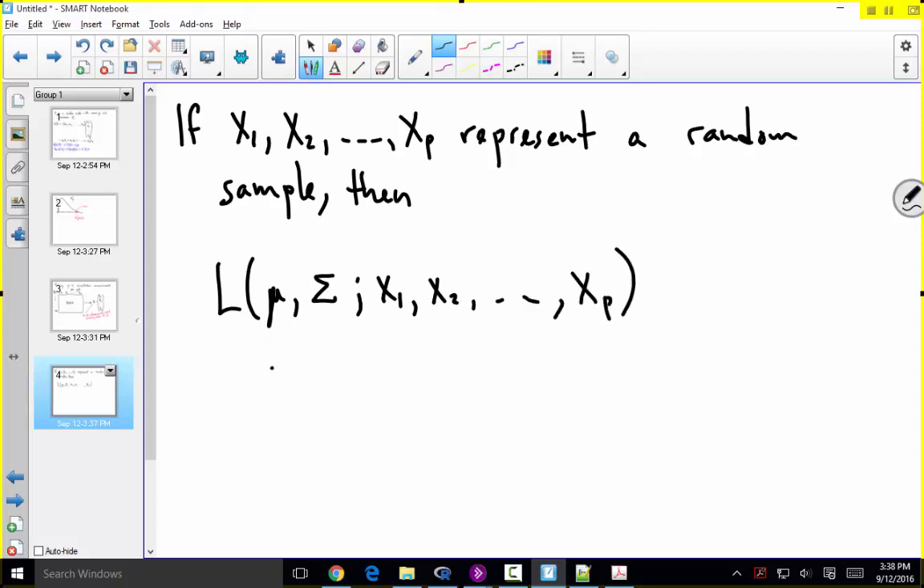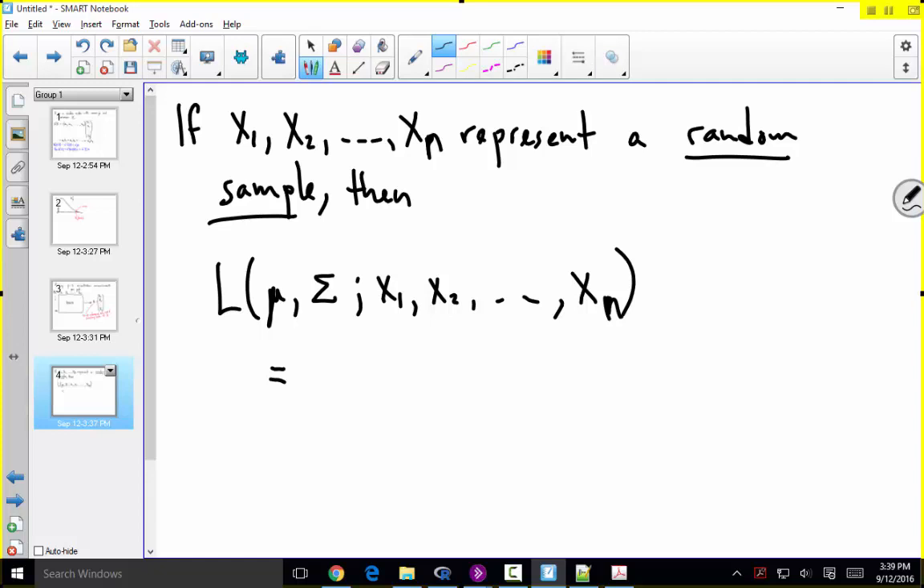A likelihood, when we have random samples, means everybody's independent of each other. So a joint probability of seeing these should really be n up here. I'm changing xp to n. Each one of those is a p vector.